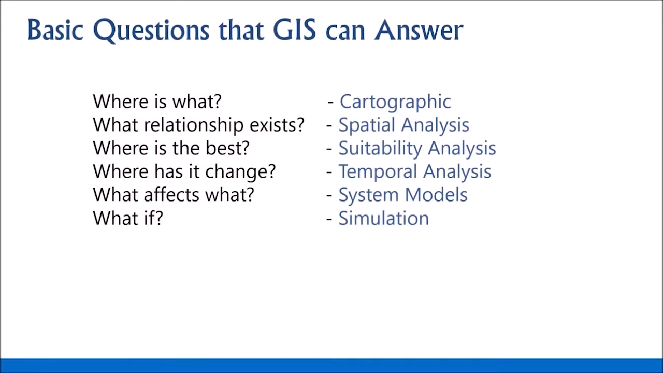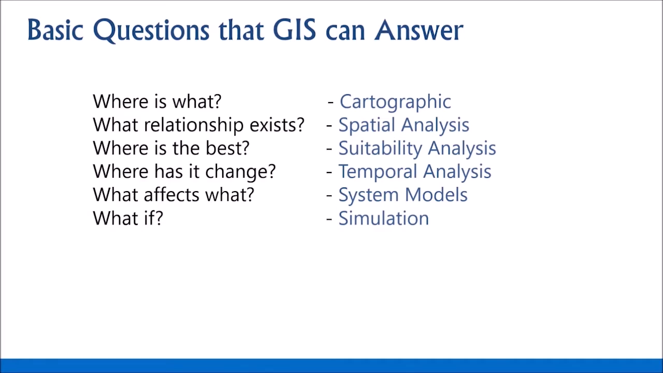Now, basic questions that GIS can answer. So where is what? You can easily do that through a cartographic map. By just checking a cartographic map, you can easily determine the location of a particular area. Now, what relationship exists? Here you can conduct spatial analysis to determine the relationship of different variables.